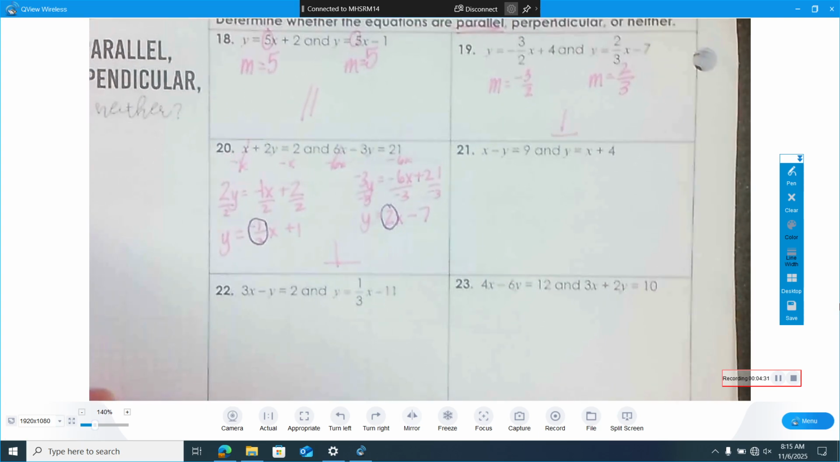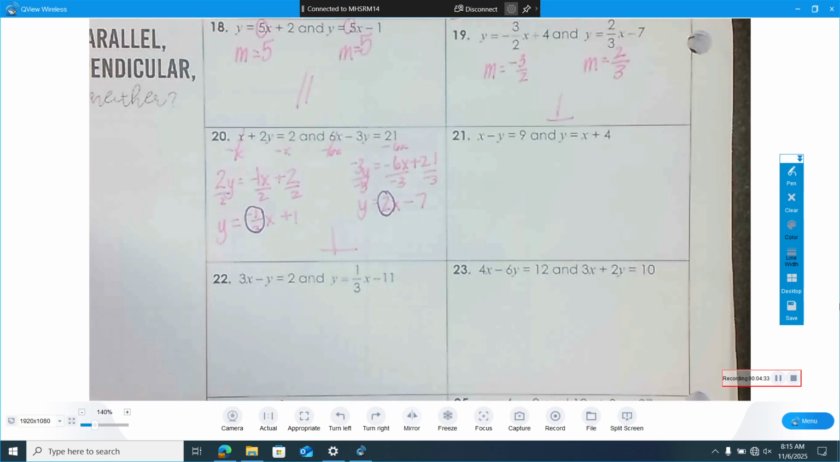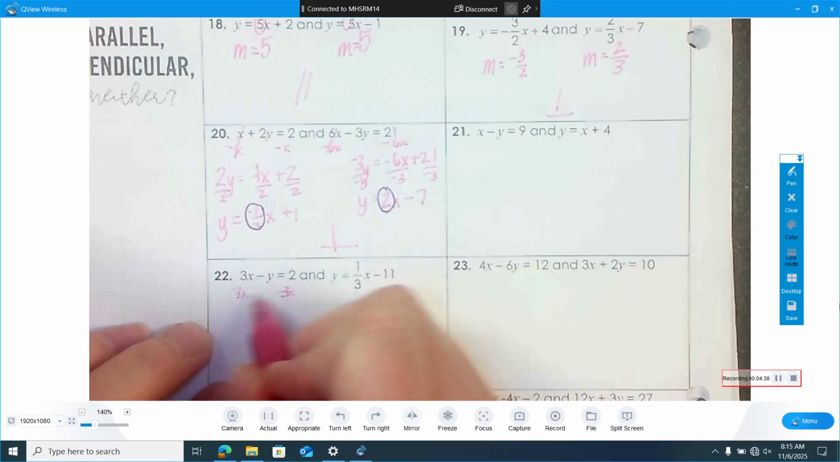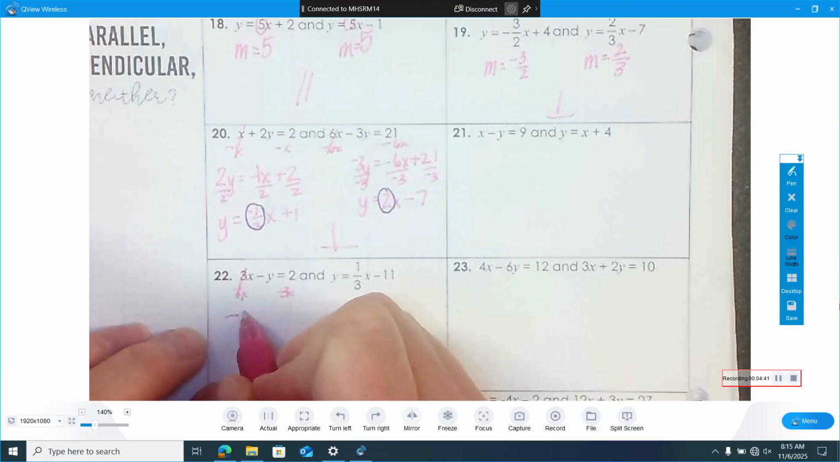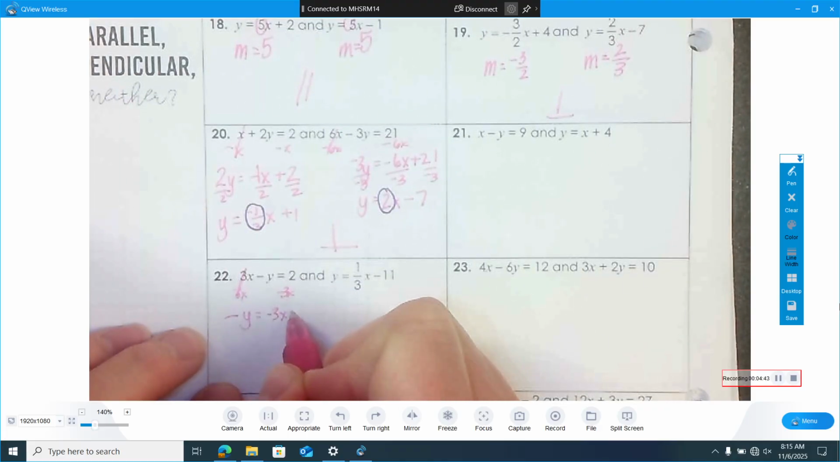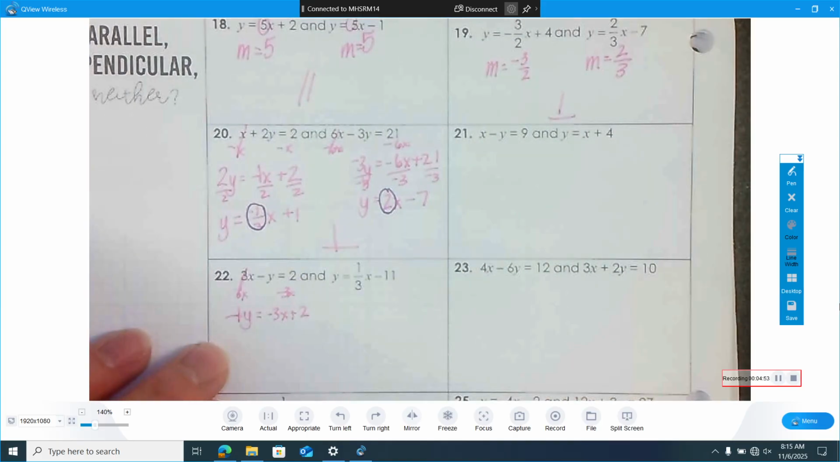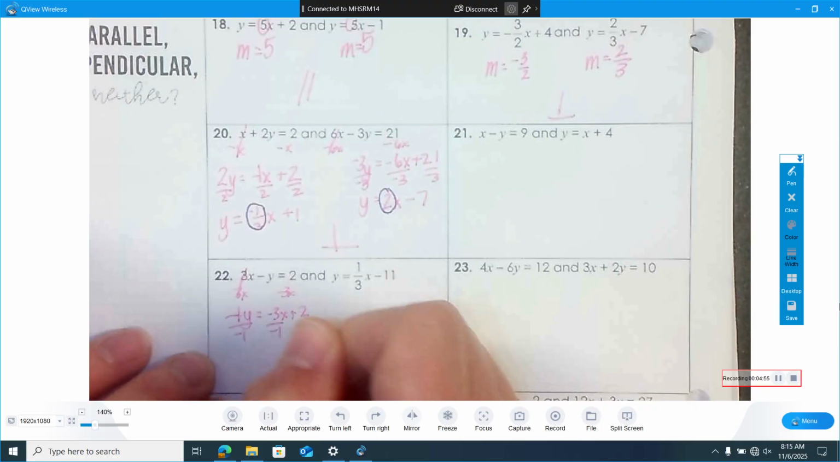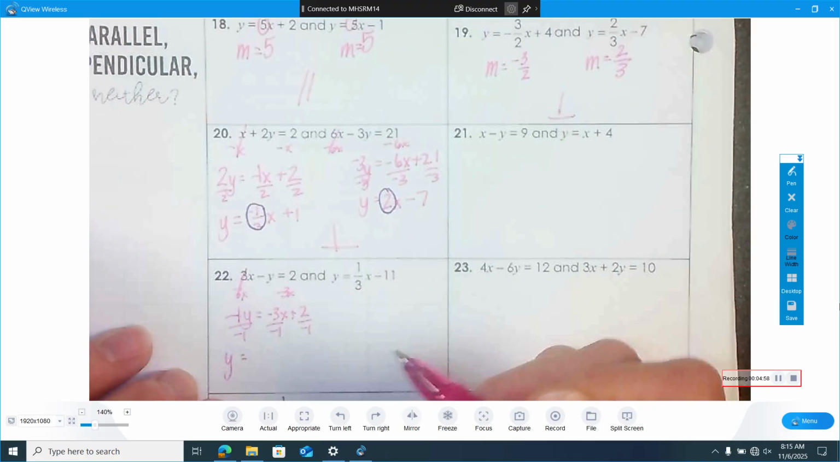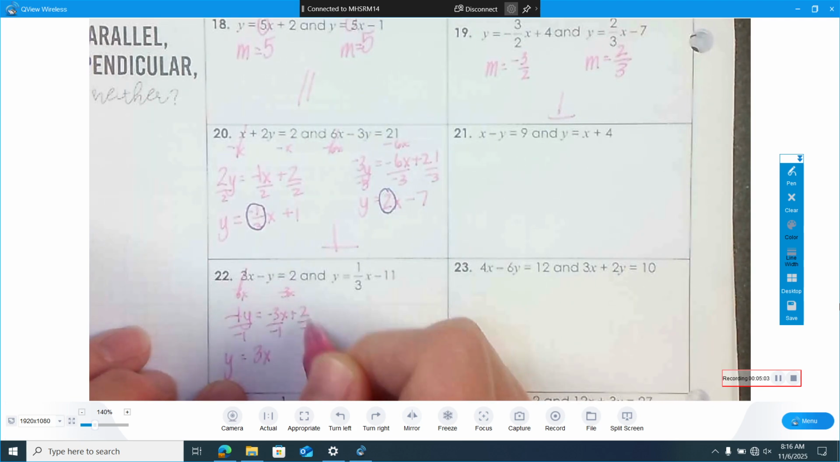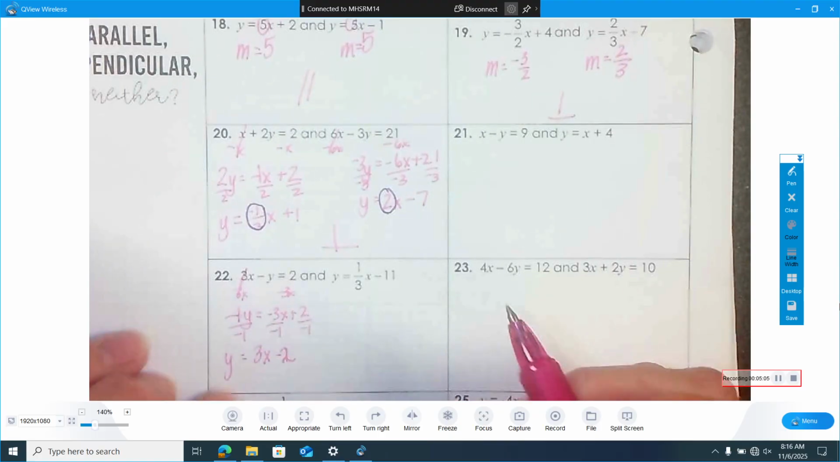Number 22, what should we do? Minus 3x, sure. So we get negative y equals negative 3x plus 2. And then what do we need to do? Divide everything by negative 1. Yes, there's a negative 1 in front of the y. So we can get rid of that by dividing everything by negative 1. So we get y equals negative divided by negative is positive 3x. 2 divided by negative 1 is negative 2.